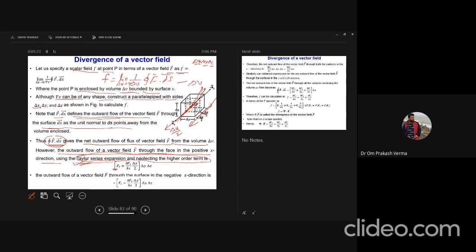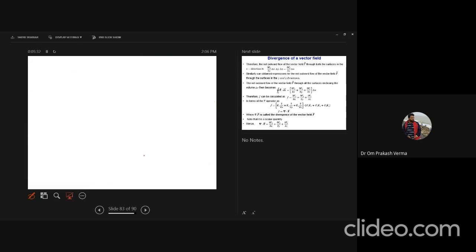So fx plus del fx plus, I am taking the page so that you can understand it better. So how can it be written? It can be written as fx plus the first term, right? The first term is going to be the same.